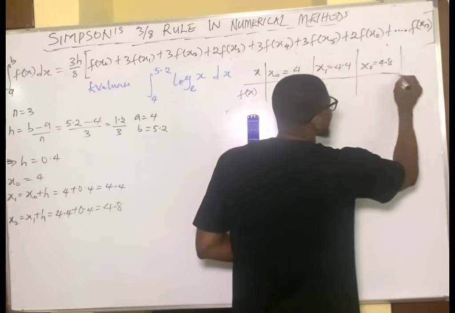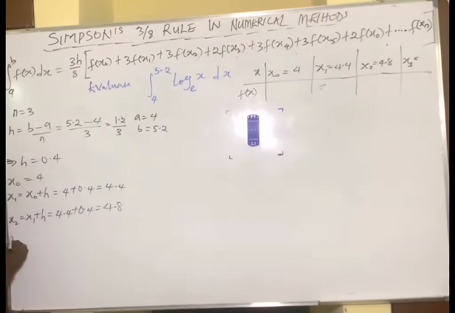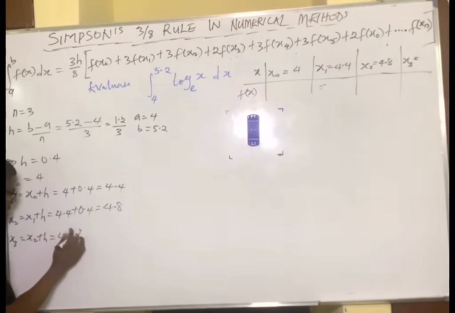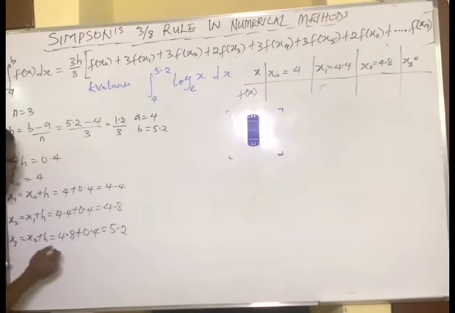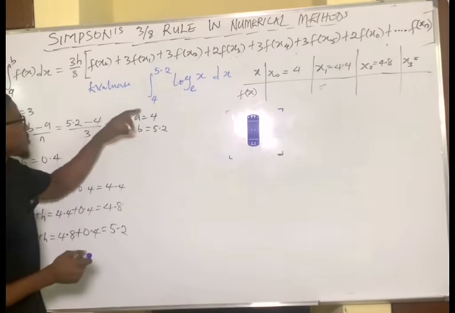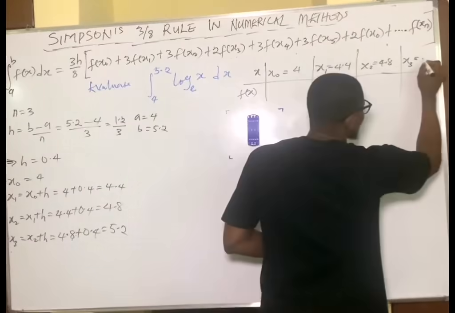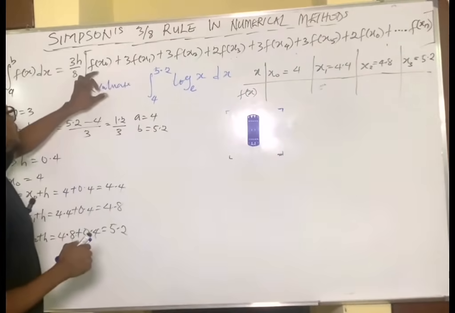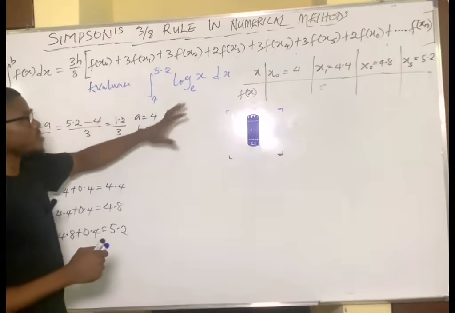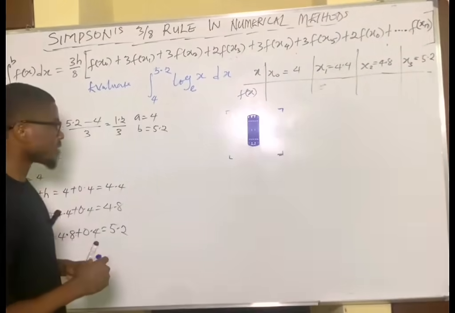And finally, x3 is going to be equal to x2 plus h. x2 is 4.8 plus 0.4, and this is actually 5.2. So you've been able to split this limit from 4 to 5.2 into 3 subintervals. You have the last point, which is 5.2. So your next task now, if you take a look at the formula, you have f of x naught, f of x1, f of x2. So you find the value of the function at these given points. That's your next task.